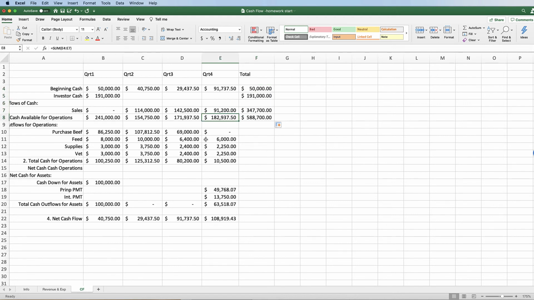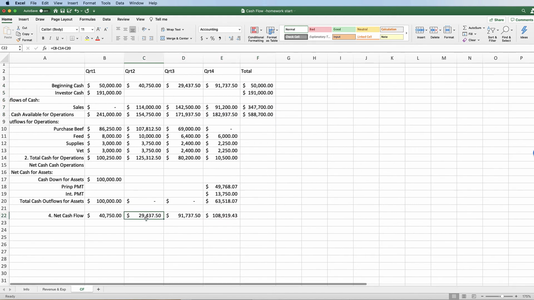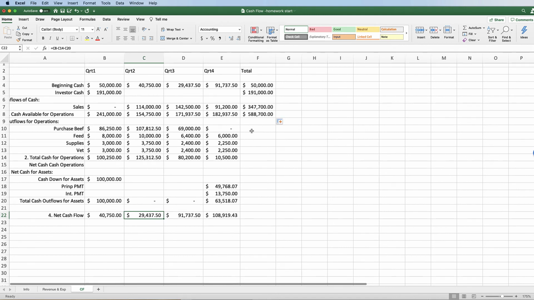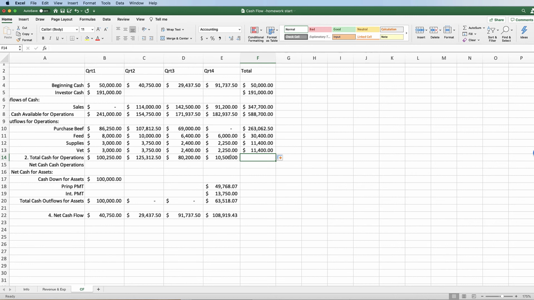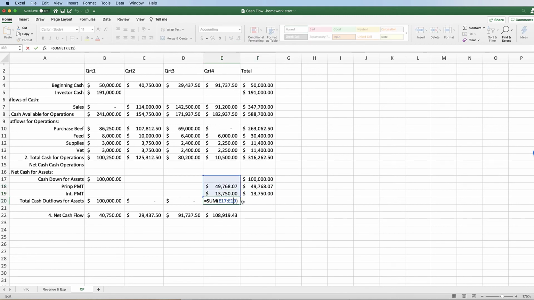Now, we were curious if the months were okay, and we got a little low here in the second quarter, but not too bad. Let's go down here and look at this. Again, auto sum. We bought all the way across this deal, 263,000 in beef, a bunch of other categories, total operations. We spent 316,000. Come across here, we needed some cash down to get going. We needed a loan payment each time. Same thing for there. This is our available.